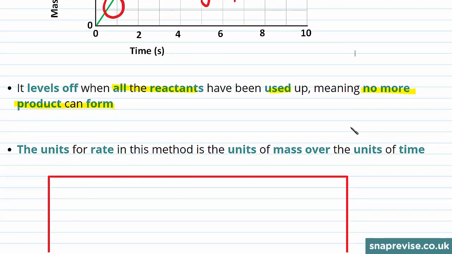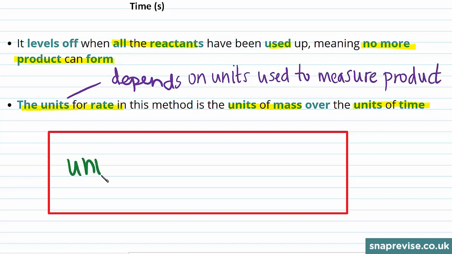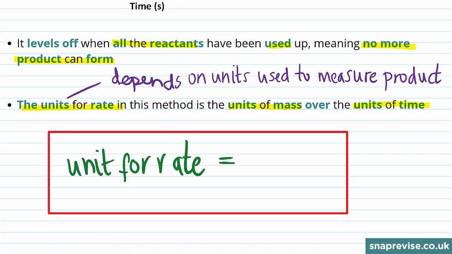At the beginning of the video, we defined the rate of reaction as a measure of change of concentration of the products or reactants per unit time. When calculating a rate using this method, the units for rate will be the units of mass divided by the units of time, as it's the units of mass which is changing and it's what we're measuring. In general, the units for rate will depend on the units used to measure the amount of product or reactant. So in this case, our units for rate is equal to the units of mass, which is grams, divided by the units of time, which is seconds. So here, the rate is measured in grams per second.